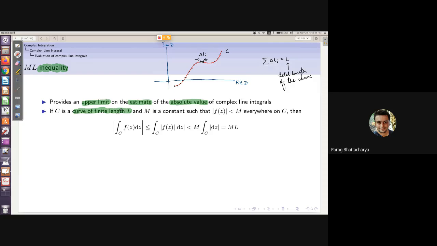Is this understood, what I mean by this? C is a curve of finite length. Here L is the length of the curve. It's a finite curve, and L is its length. Next, we're talking about another constant.